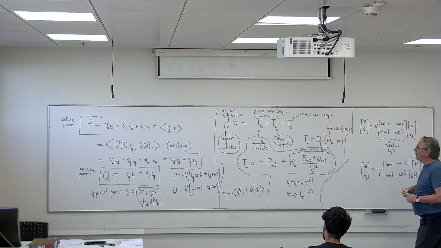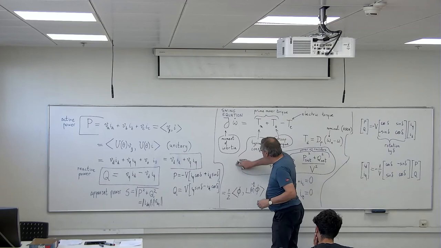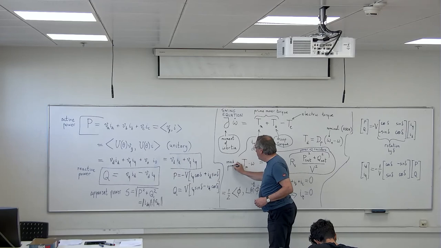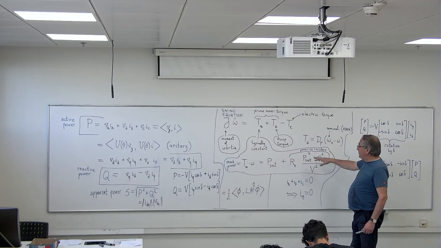And then you want to produce an active torque Tm, which when multiplied with omega gives the mechanical power. Yeah, so the mechanical power that you produce must be equal to the electric power that goes to the grid plus the power wasted on the resistor.